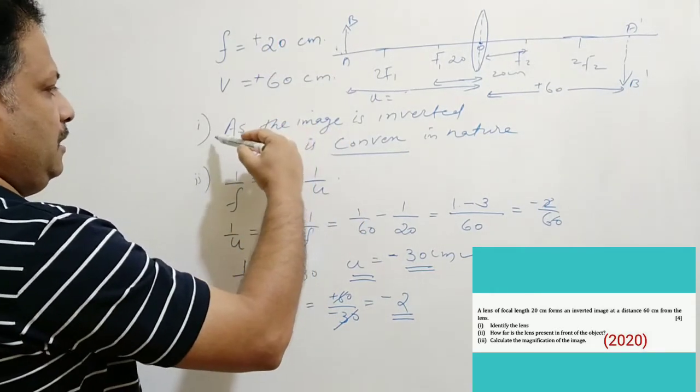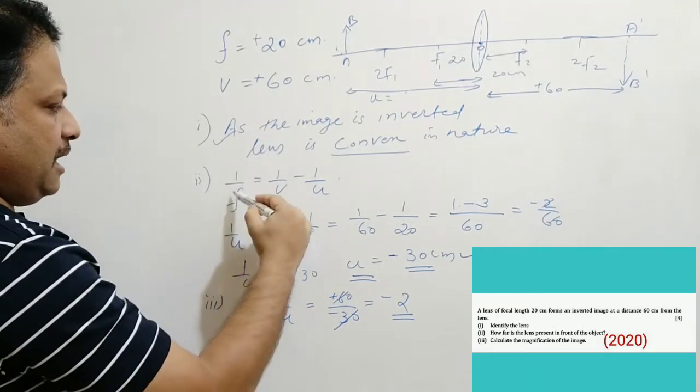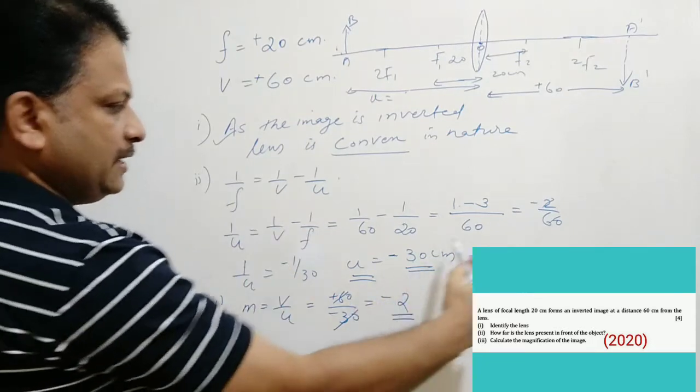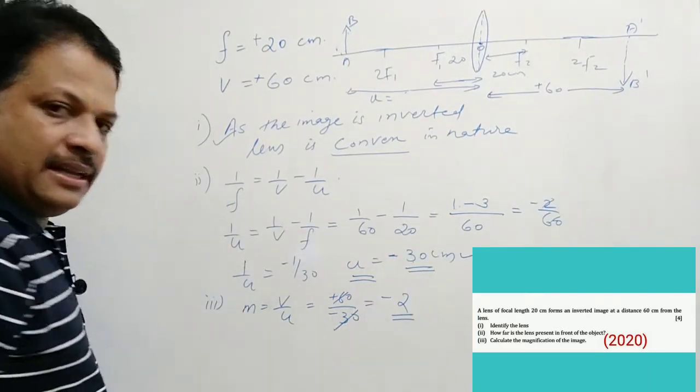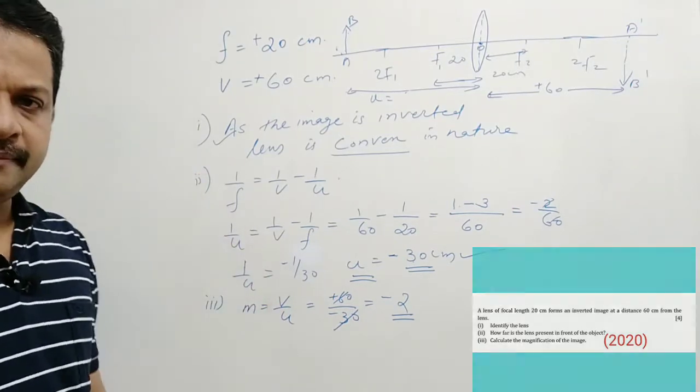So we identify the nature of the image, the nature of the lens, convex lens, then applying the lens formula, we calculate the object distance, and lastly we calculate the magnification. Steps are clear to you? Okay, fine. Now let's move on to the year 2019 board question.